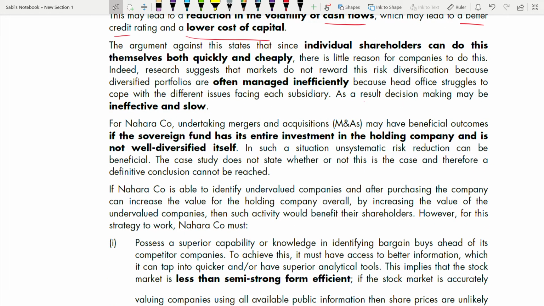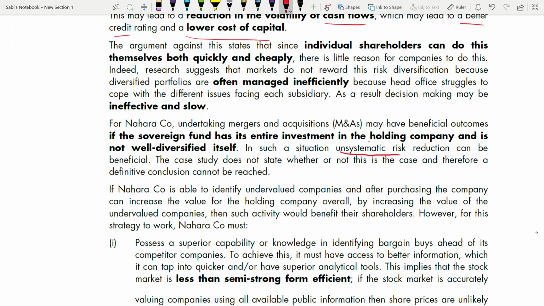Coming to the company, now you have to link with this company. For Nahara, undertaking mergers and acquisitions may have beneficial outcomes if the sovereign fund has its entire investment in the holding company and is not well diversified itself. Let's say all the fund is in the Nahara company only, the holding company, and it is not well diversified itself, then yes, you can tell that having acquisitions and mergers with subsidiaries in different sectors will be beneficial. In that case unsystematic risk can be reduced, then it will be beneficial. That's what they told in the next line. Again, bring unsystematic risk. Whenever diversification of risk comes, unsystematic risk automatically comes into the picture. So in such a situation, unsystematic risk reduction can be beneficial.